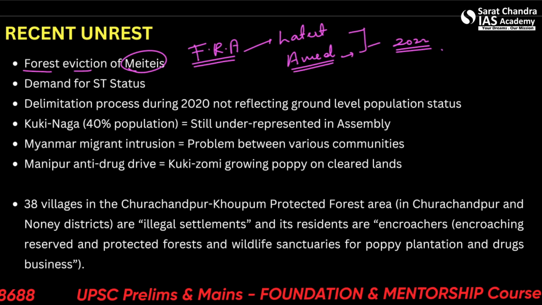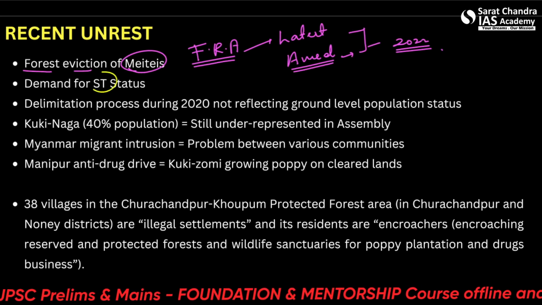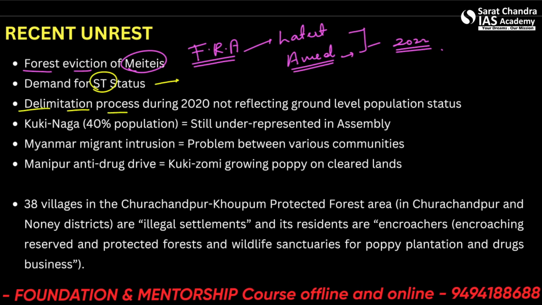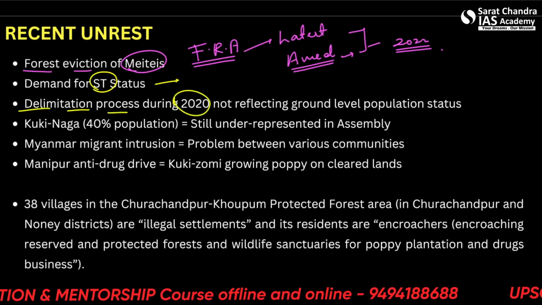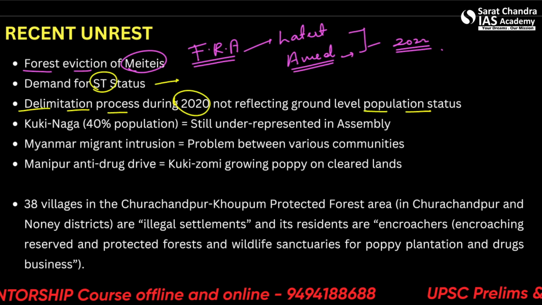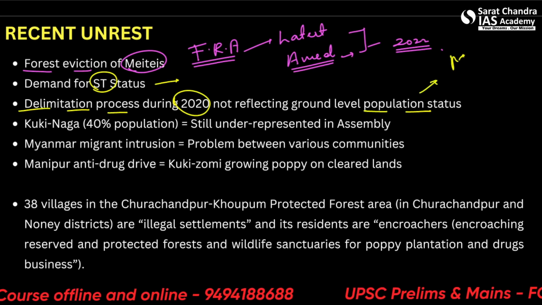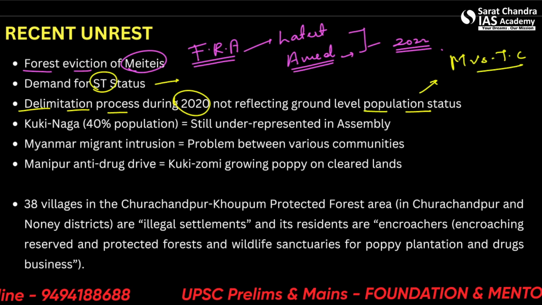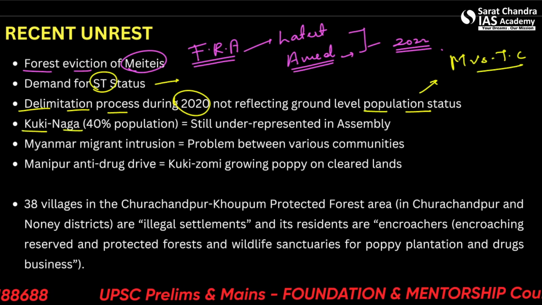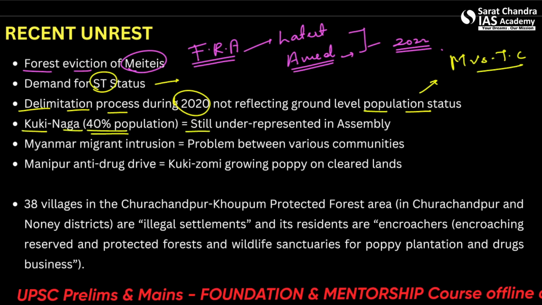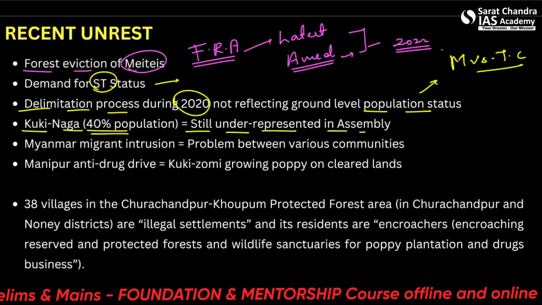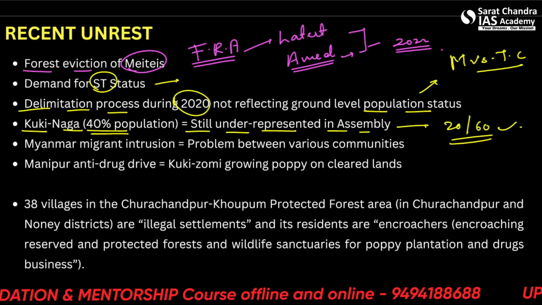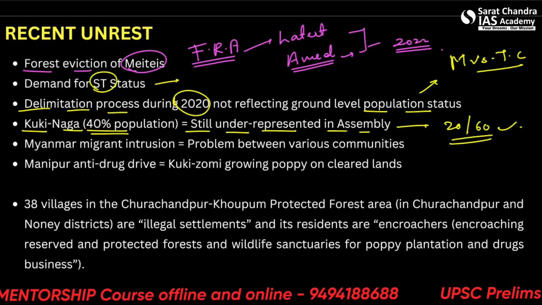All right. Demand for the ST status of the Meitis, so this we have discussed about. Delimitation process during 2020 not reflecting ground level population status of the Meitis versus the tribal communities, that how many people are actually there. Then there is Kuki Naga, 40% population. They are still underrepresented in the assembly. So as I told, only 20 MLAs out of 60 MLAs are representing the 40% population.